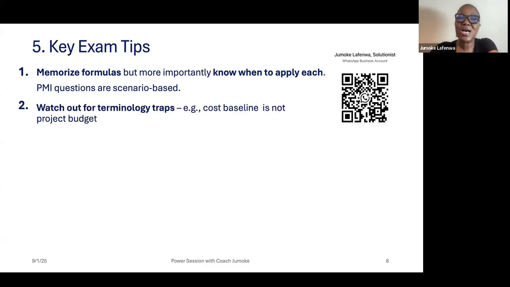Two, watch out for terminology traps. Cost baseline is not project budget. Cost baseline is the aggregation of the estimates that you made out of the activity list plus contingency reserve. Project budget is the cost baseline that I just described, plus management reserve. So they are not the same. Don't say, oh, you can use cost baseline for project budget, they mean the same thing. I beg, they don't mean the same thing.